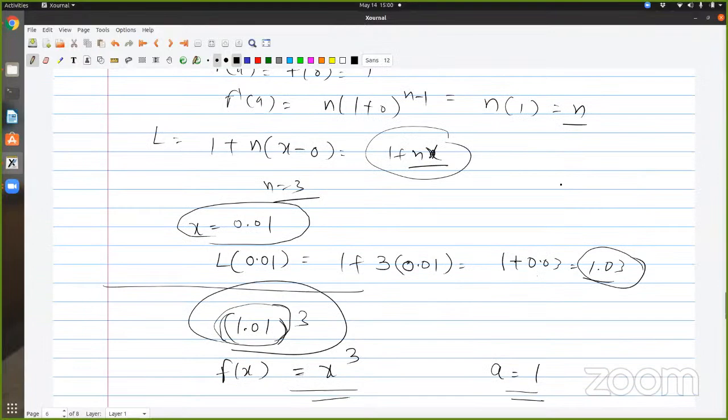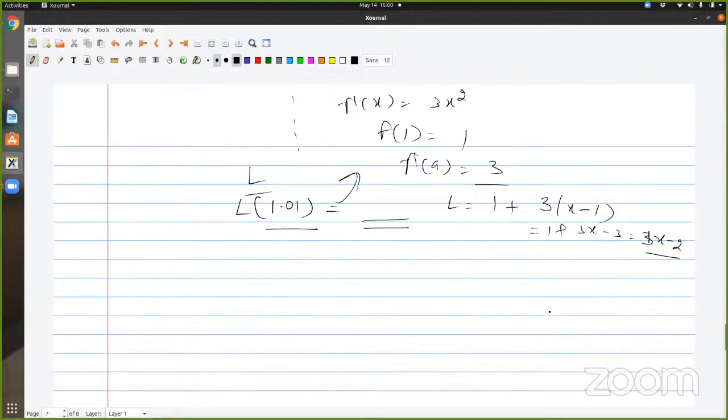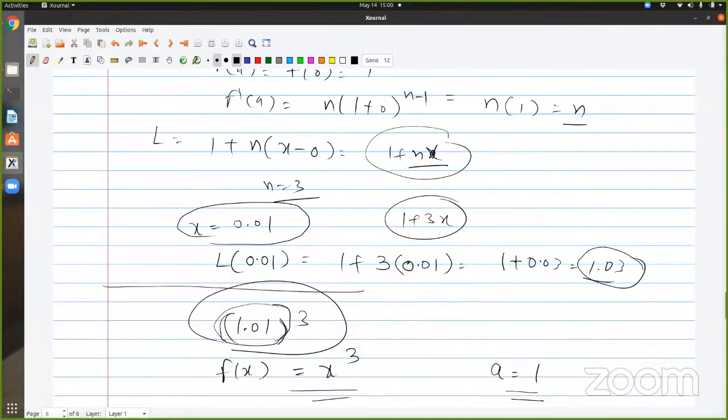Linear approximation that you got earlier was 1 plus 3x, right? 1 plus 3x, that was different. Why? Because the function taken was different. Now in this case, 3x minus 2 is the linear approximation, the function taken is different. Now, if you use this equation to find L of 1.01, you will put x is equal to 1.01. Okay, so 3 into 1.01 minus 2. Okay, 3.03 minus 2. 1.03, right? You got 1.03 here, you got 1.03 here also, but with a different function and different linear approximation. I hope this is clear to everyone.